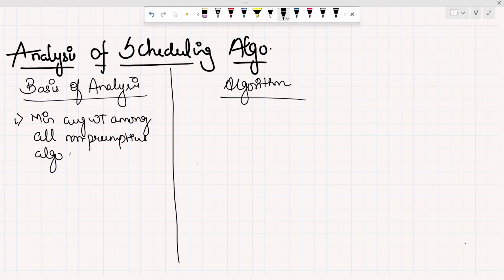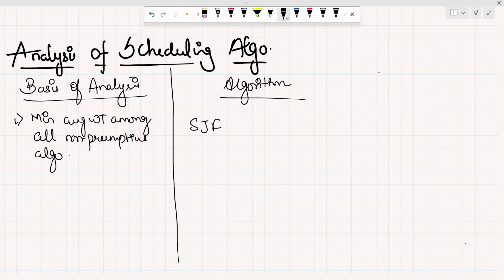Non-preemptive algorithms like FCFS, SJF, LJF, or whatever the non-preemptive scheduling algorithm is, HRRN, whatever. Which algorithm will give us a minimum average waiting time? If you watched my video of SJF, then you simply get the answer. The answer for this basis is SJF. SJF is a non-preemptive scheduling algorithm which gives us a minimum average waiting time.